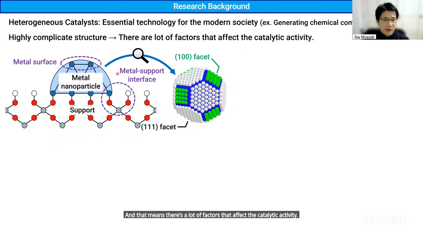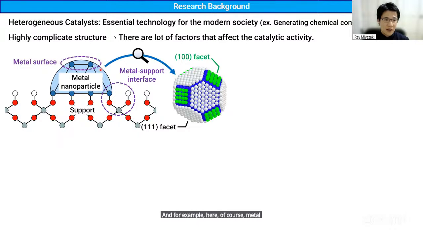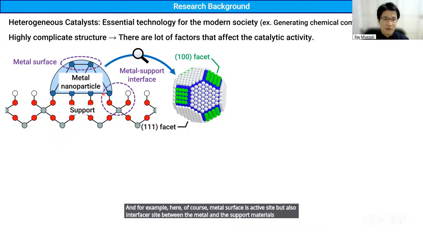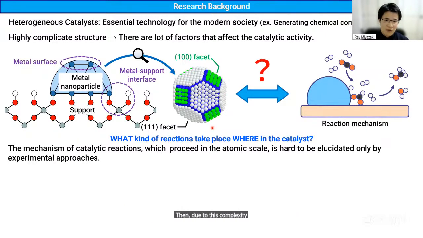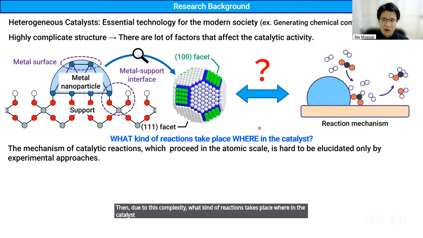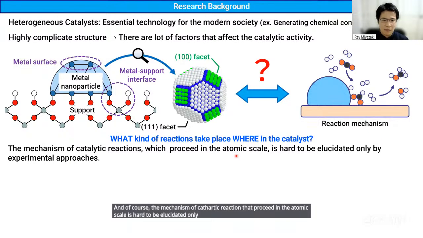Here is a very typical picture of the heterogeneous catalyst. Here is a metal nanoparticle supported on the support material. Of course, the metal surface is the active site, but the interfacial site between the metal and the support material is also a very important active site. And this metal nanoparticle itself also has a very complicated structure, with several facets and several active sites. Due to this complexity, what kind of reactions take place where in the catalyst is a very big question for us. And of course, the mechanism of catalytic reactions that proceed on the atomic scale is hard to elucidate only by experimental approaches.